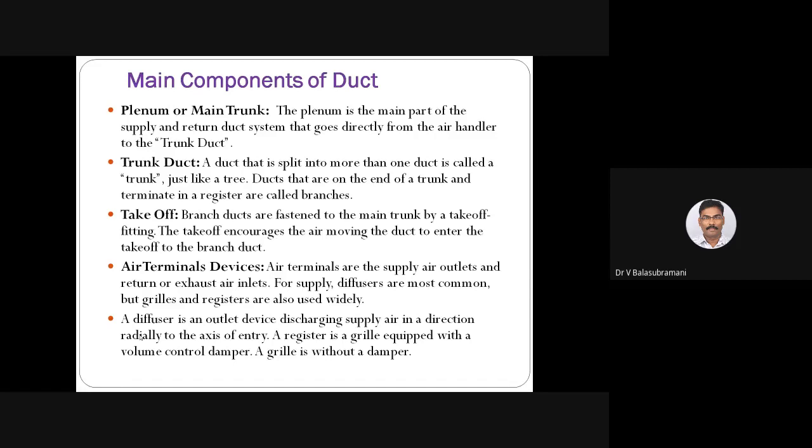And air terminal devices. Air terminals are a supply air outlet as well as a return. For supply, diffusers are common. Sometimes we may use a diffuser for return air purposes also. The register is equipped with a volume control damper as an air terminal device. A grill is a component without a damper. If you are using one with a damper, it is called a register.